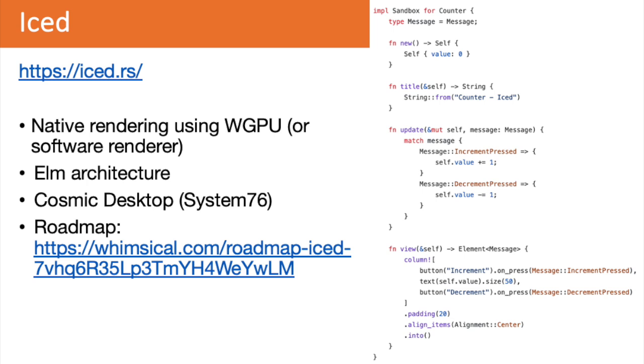Iced is probably the best supported. It does rendering using WGPU. It also has a software renderer, so if either your device is too old to support WGPU or you just want lower overhead, since WGPU is the whole big thing and has RAM requirements, etc., you can use the software renderer. It's been picked up by System76 for their Cosmic desktop environment, so it's got quite a lot of development momentum around it.